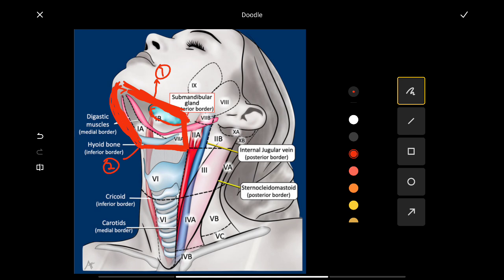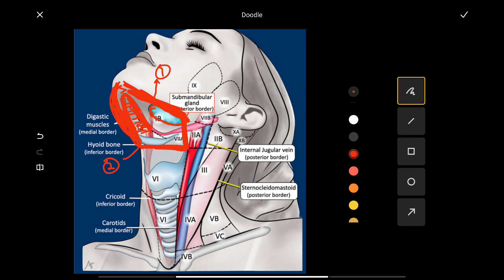1A, you know this muscle, this is the digastric muscle, and this is the other digastric muscle. These are the anterior bellies of these muscles. Level 1A is between the two anterior bellies of the two digastric muscles. So this is the 1A level here, between the two digastric muscles, anterior bellies.